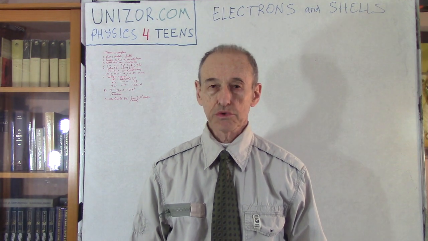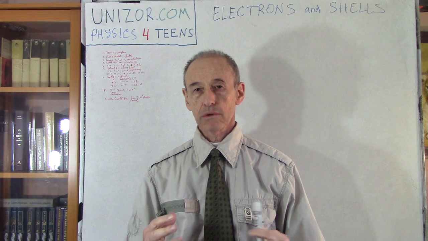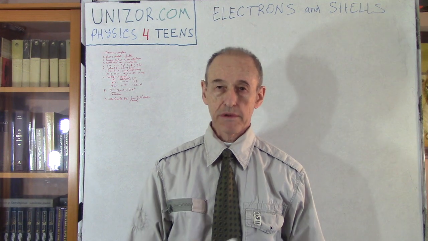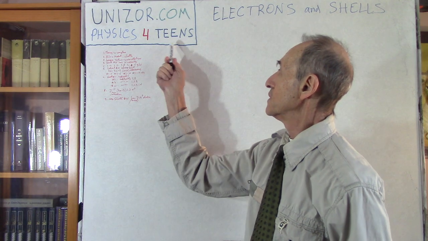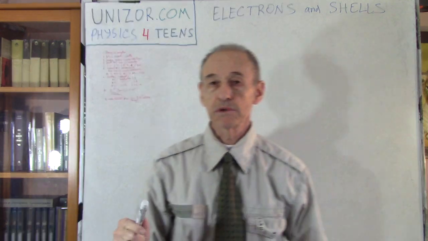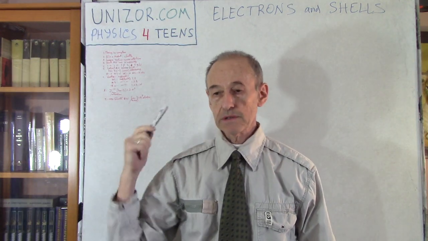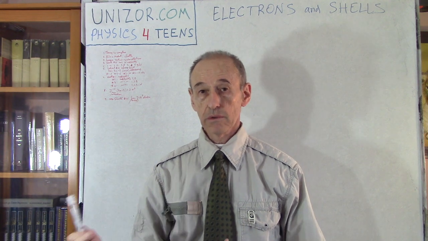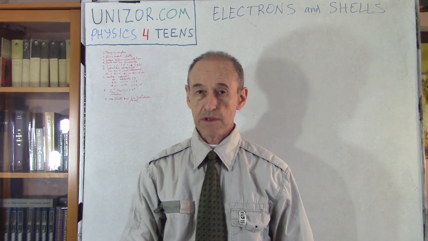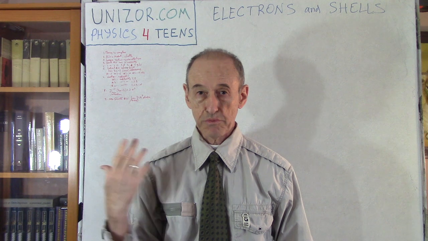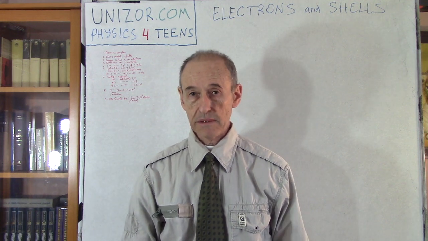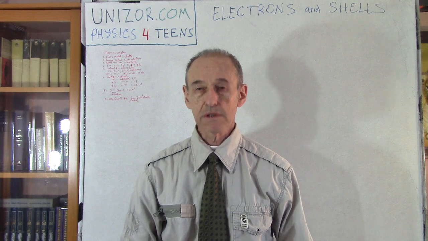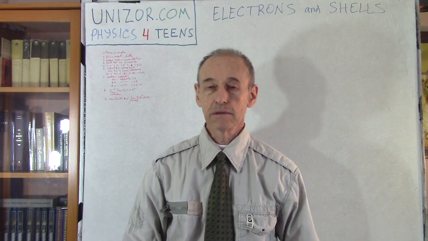Today I would like to talk about how electrons are positioned within the atom. This lecture is part of the course called Physics4Teens, presented on Unizor.com. On this website, it's not the only course. There are other courses, like, for example, Math4Teens, which is a prerequisite for this one. Physics without mathematics just cannot be studied at all in any good manner.